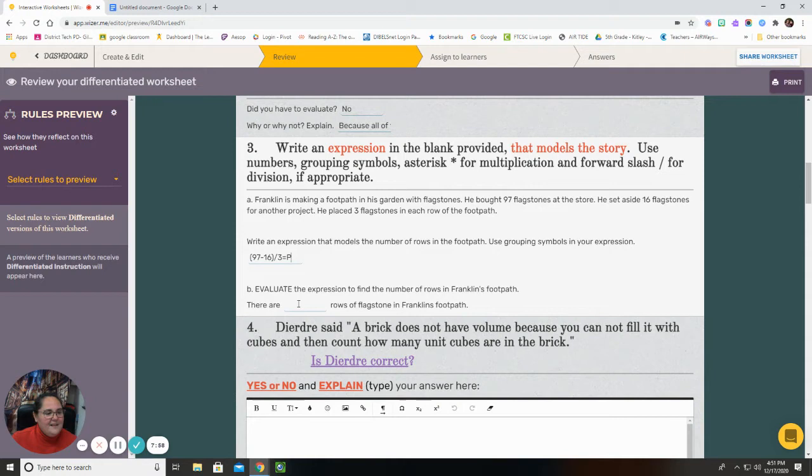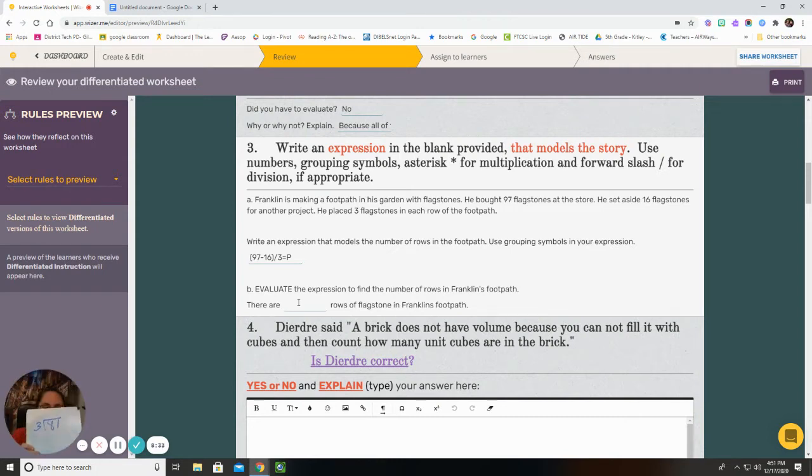All right, let's do the math. 97 minus 16. I'm going to use my whiteboard, and then I'll show you what I did. 97 minus 16. Let's see. 7 minus 6 is 1. 9 minus 1 is 8. So I have 81 flagstones. And then I'm going to divide that by 3. 81 divided by 3.